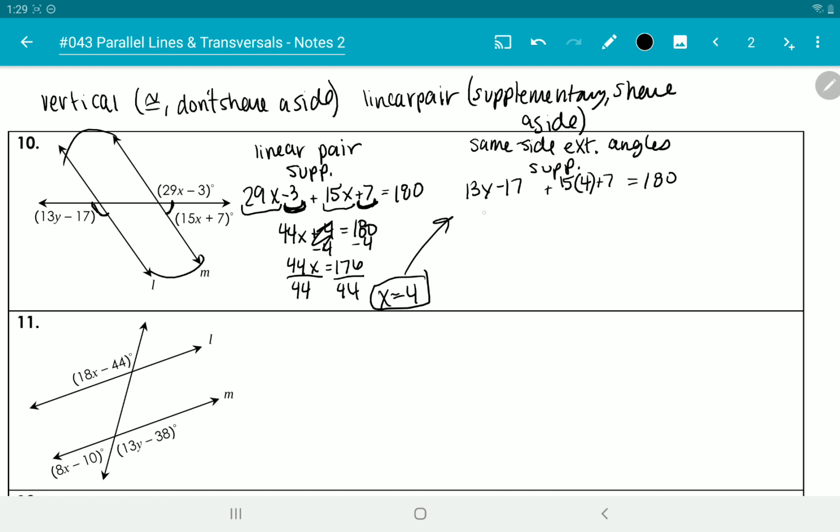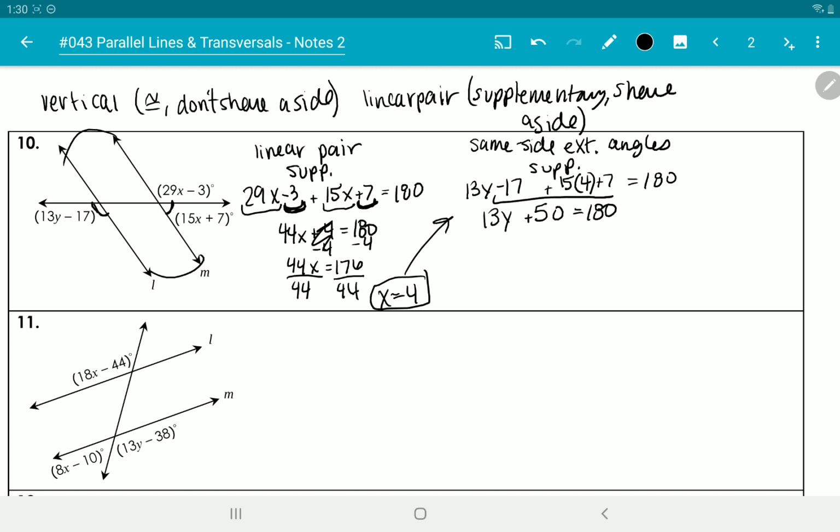Okay, so we're going to keep this 13y. Okay, and that's going to be, we have this minus 7 plus 15 times 4 plus 7 is going to be plus 60, equal to this 180. Okay, sorry, that's going to be plus 50.